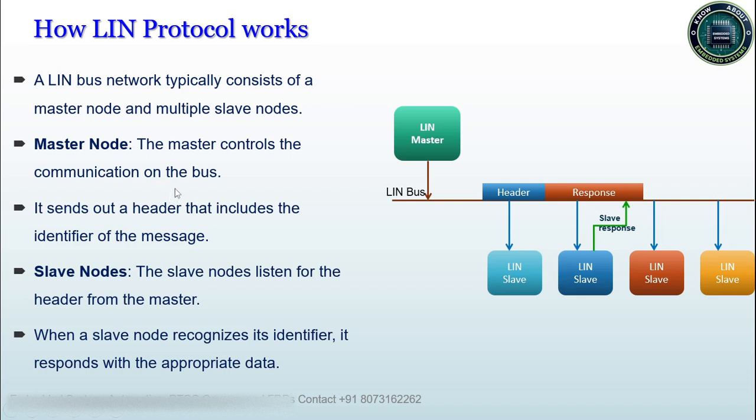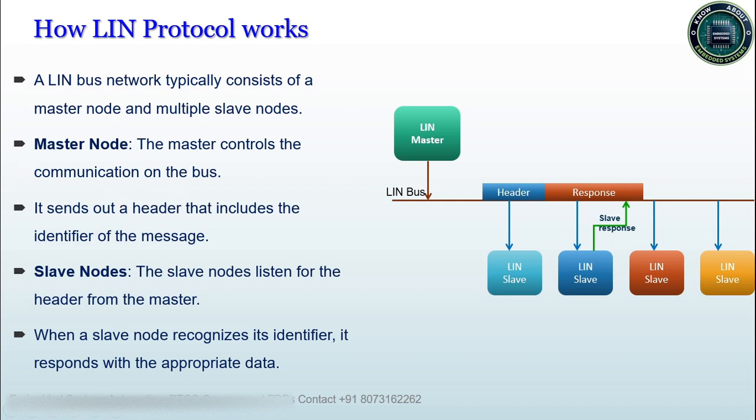So what is the role of a master ECU or a master node? The master node will control the communication of the bus, like how the communication should happen, at what bit rate, and which slave has to communicate, and how many bytes of data your slave has to transmit. All those things will be taken care of by the master node.